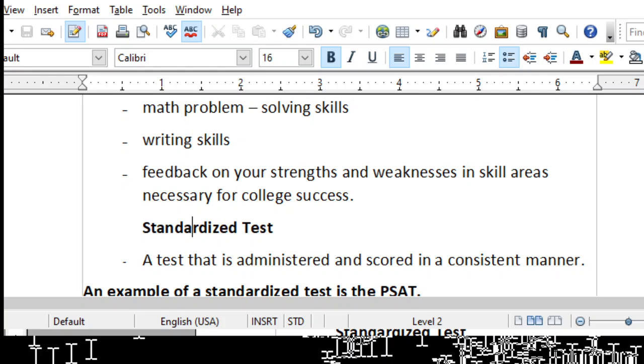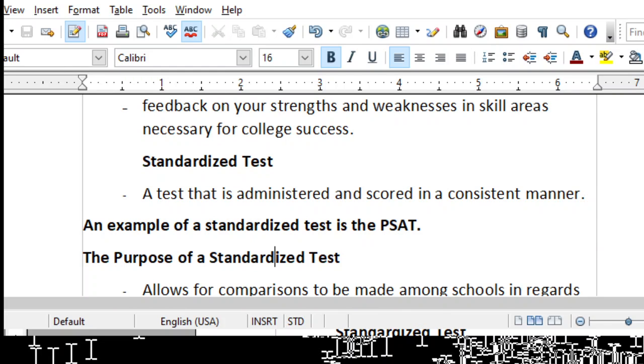A standardized test means that a test is given the exact same way, regardless of what school you attend. So regardless of what high school you attend, the PSAT is given the exact same way. You're given the exact same test, and you're given the exact same time to complete each section. All right, that's a standardized test. It follows a group of standards, or a group of rules or protocols, and they're consistent. No matter where you go, what high school you go to, the PSAT will be given the same. All right, next.